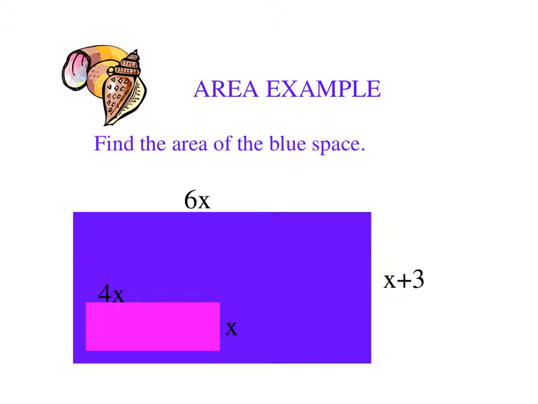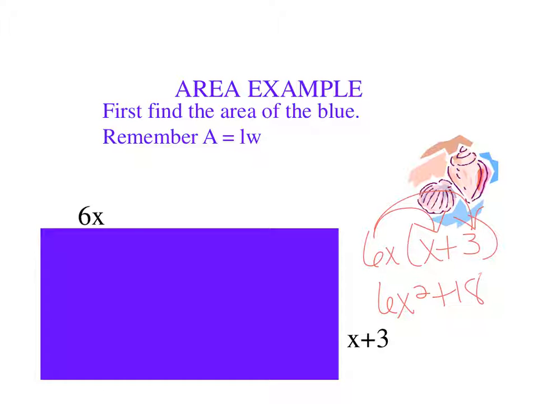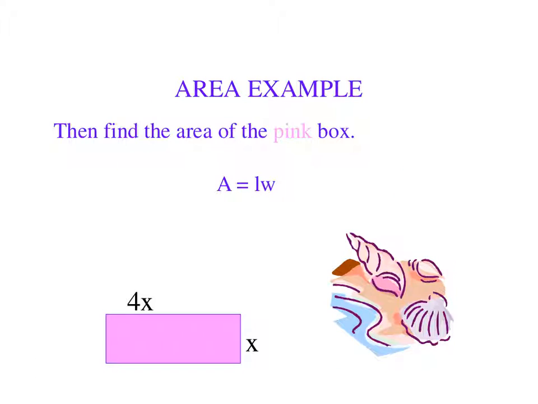Alright, so here's an area problem. We've got to find the area of the blue space. And we've got the area of the pink, length and width, and we've got the area of the blue, length and width. So what we're going to do is find the area of the blue space first, and that is just length times width. So all we have to do is distribute 6x squared, and that's 18x. And then we're going to find the area of the pink area, which is length times width.